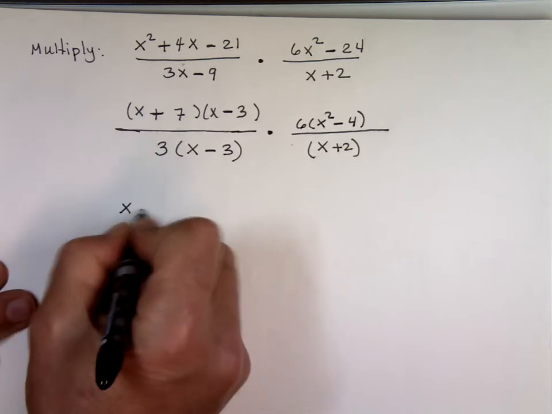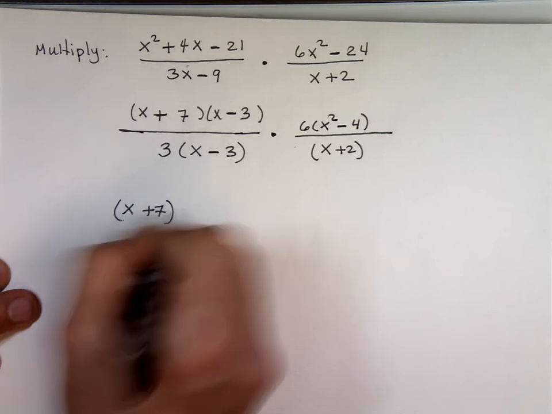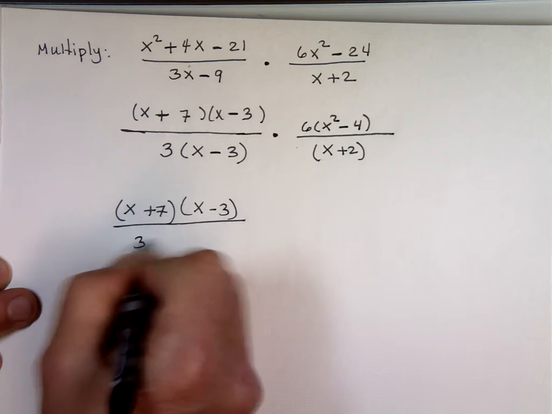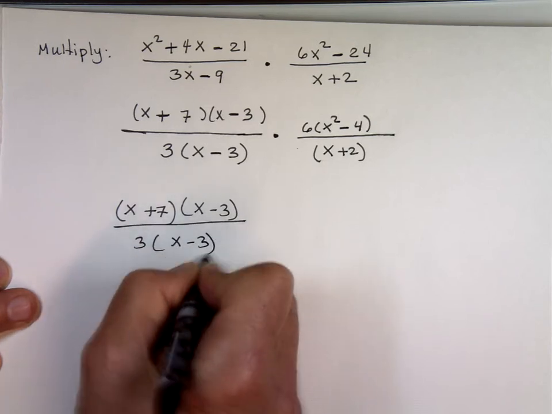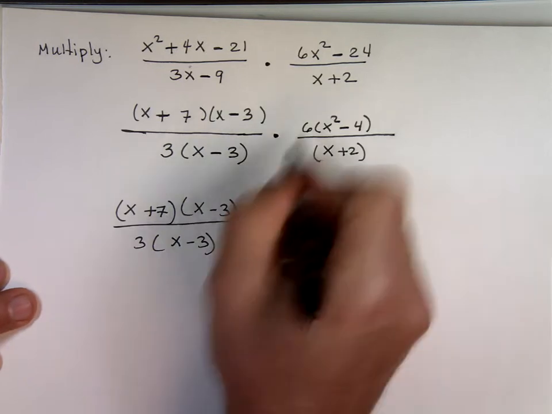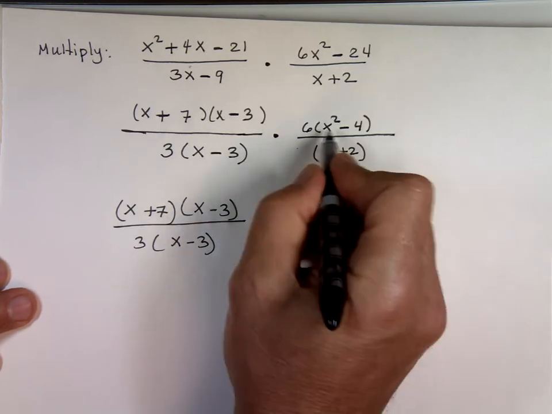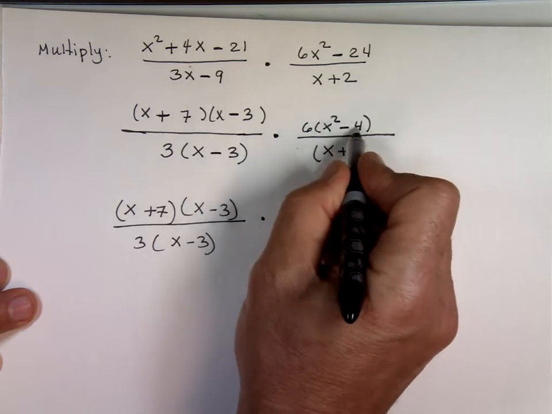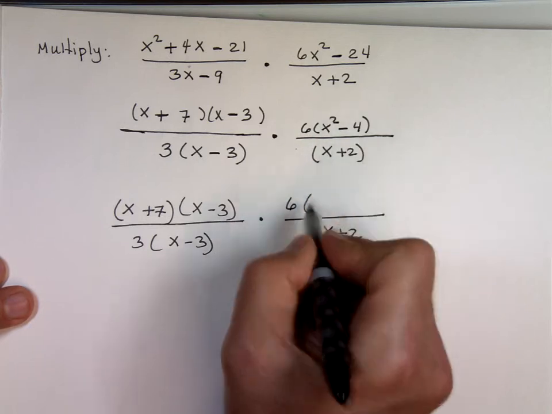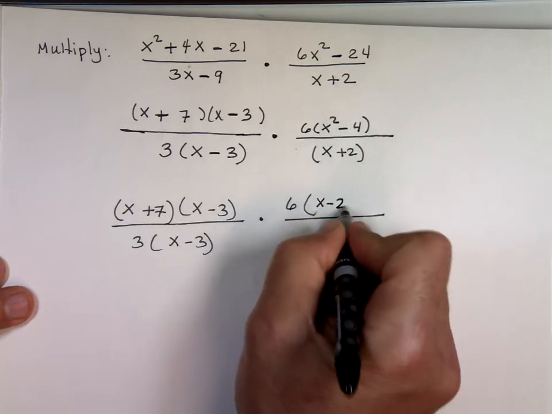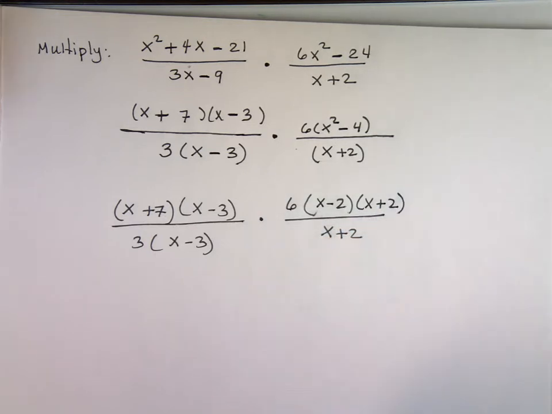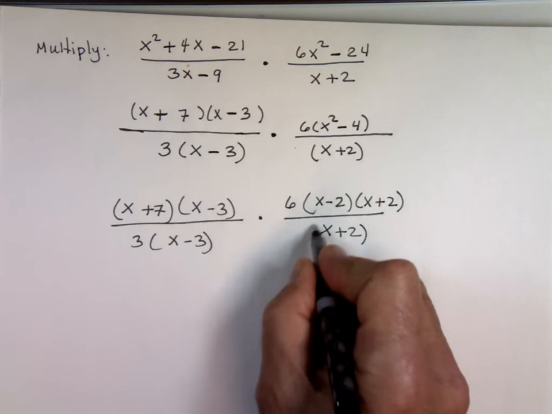Again, am I done factoring? The answer is no. If I factor this one, the top, that's x squared minus 2 squared. When you factor that, that's x minus 2, x plus 2. And now look for the same thing on the top and the bottom. Anything the same will cancel.